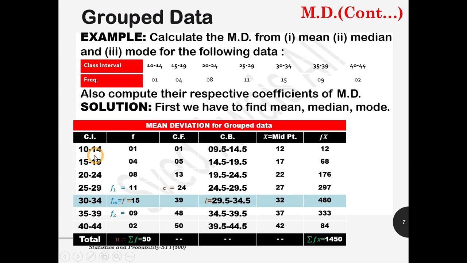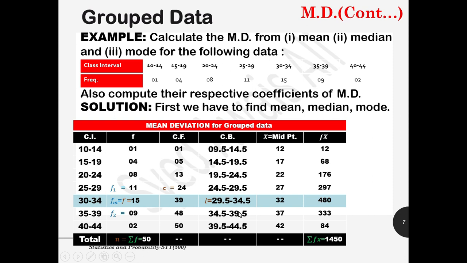So what you have to do, 15 minus 14 will give you 1, then you have to divide by 2, that will be 0.5. Then you have to subtract it from the lower boundary and add it to the upper boundary. 10 minus 0.5 will be 9.5, 14 plus 0.5 will be 14.5, then we have 15 minus 0.5 will be 14.5, and then we have 19.5, 19 plus 0.5 will be 19.5. Then we have to make this column.